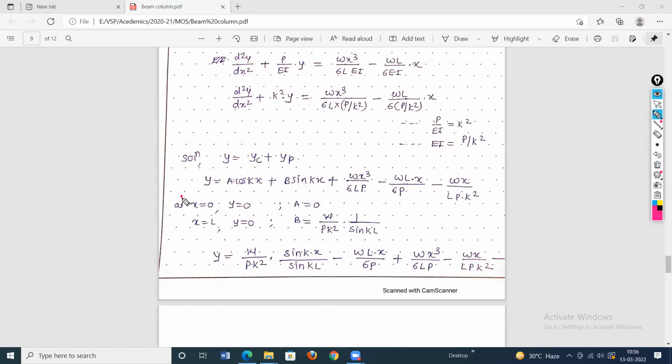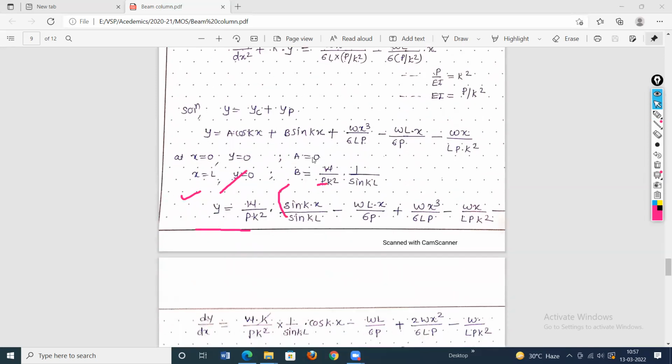What is the first condition? At x equal to 0, y will be 0, so therefore A will be 0. The deflection at support A is 0. Similarly, the deflection at support B is also 0. So the condition is at x equal to L, y will be equal to 0. Substitute this condition here, and since A is already 0, we get the equation for B as W divided by P K square into 1 divided by sine KL, because X is replaced by L.